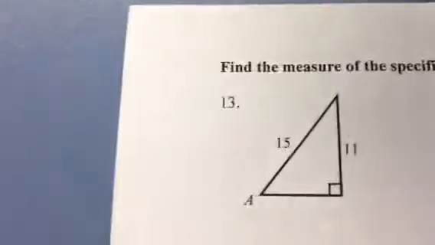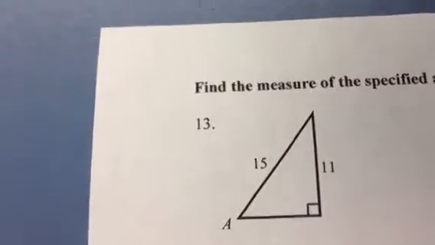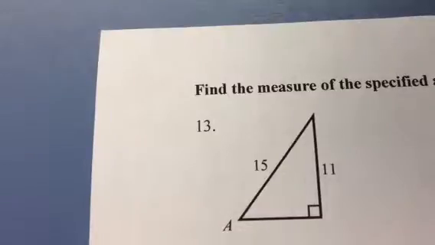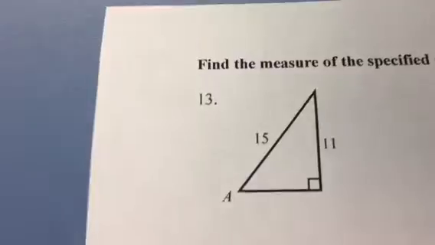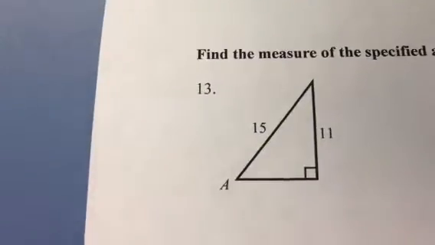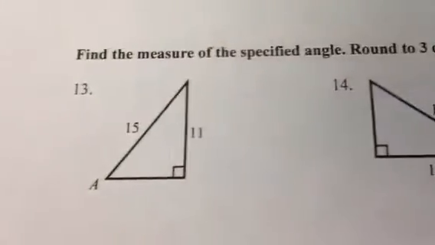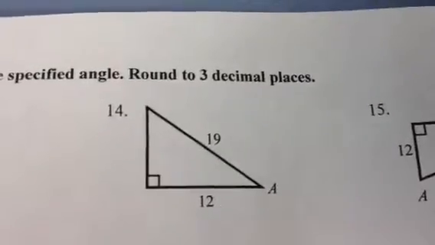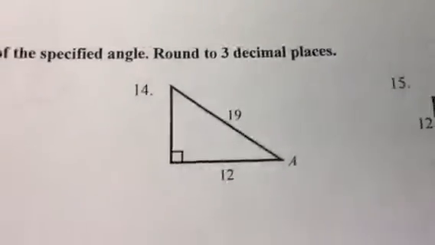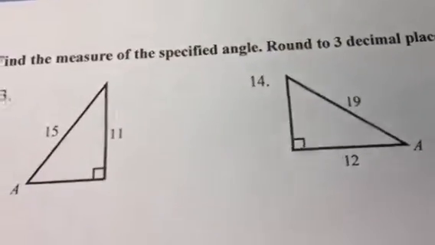So just like last time, I'm going to flip it over to the back section and maybe just start here at the top at number 13, because if you can do 4 or 5 or 6 of these problems, you should be able to do all 24 of them, hopefully. So find the measure of the specified angle and round to 3 decimal places. That's our instructions up here at the top of the page.